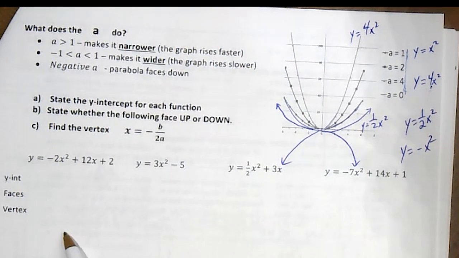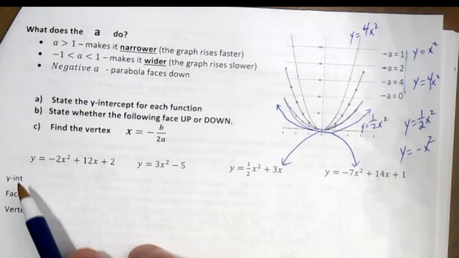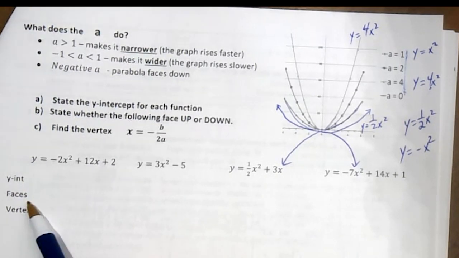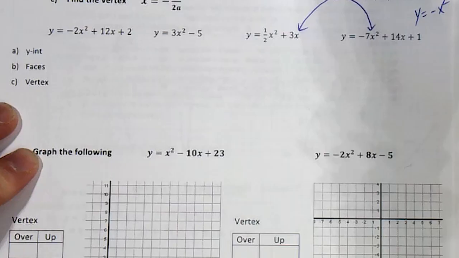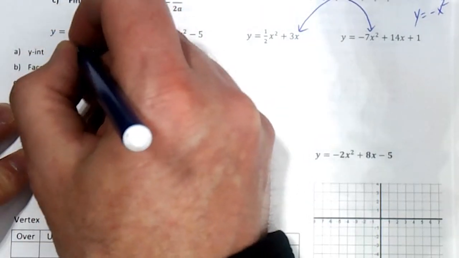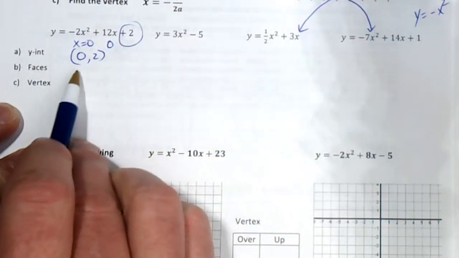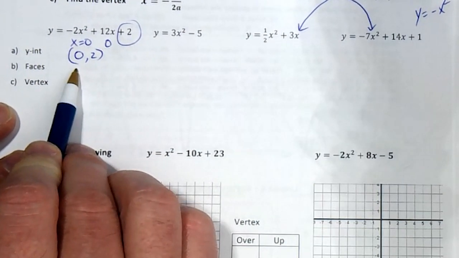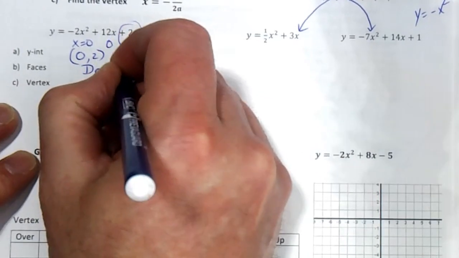So let's go through these ones. We're just going to look at these formulas and ask, what do we expect to find? What is the y-intercept? Which way does it face, up or down? And what is the vertex? So for the y-intercept, we're making all the x's 0, and we're left with a +2. So it will go through the point 0, 2. It's a negative, so this is going to face down.